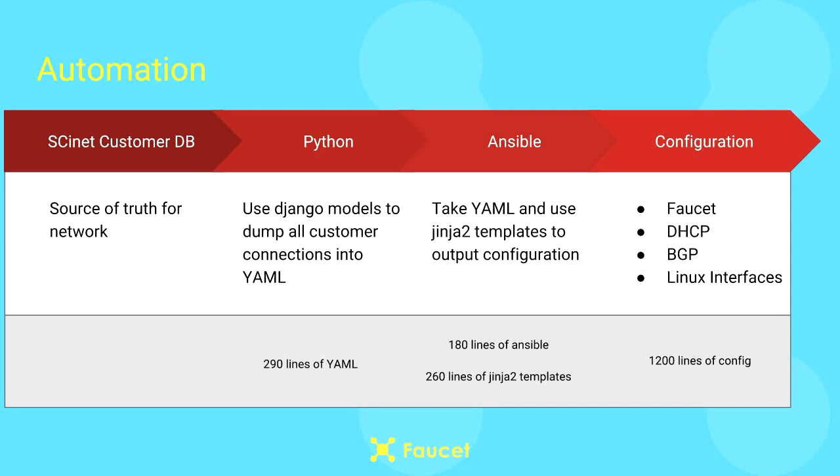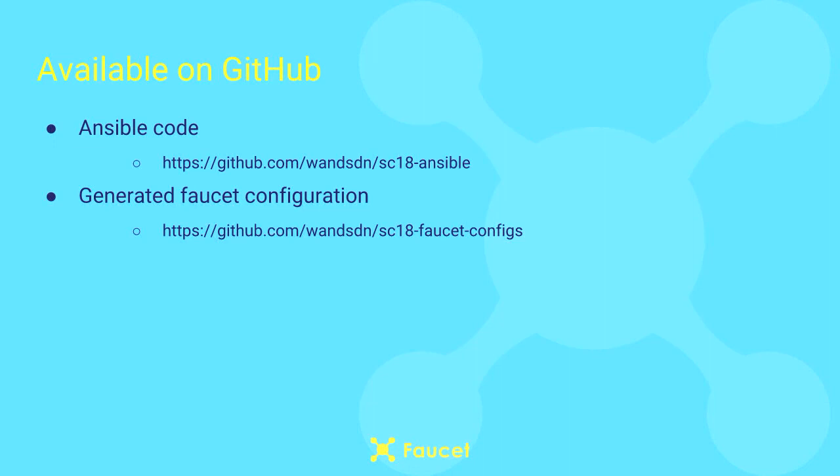In Ansible, you get Jinja templates, which use a bunch of variables, and you can do substitution and for loops to output a final version. In the end, I wrote about 180 lines of Ansible and 260 lines of Jinja templating, and you combine these together, and out at the end pops all your configs, over 1,200 lines. So you can see the ramp up here. You do a little bit of work, but at the end, your automation does everything for you.